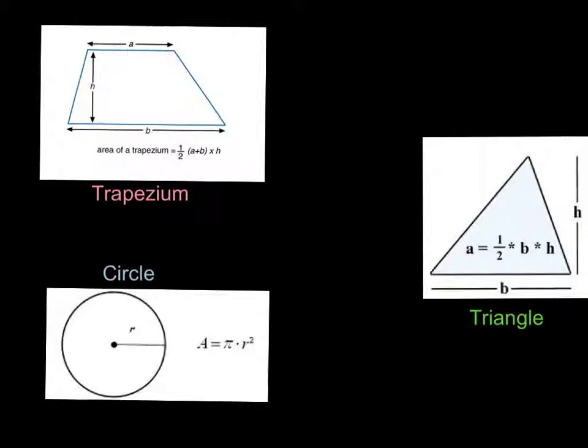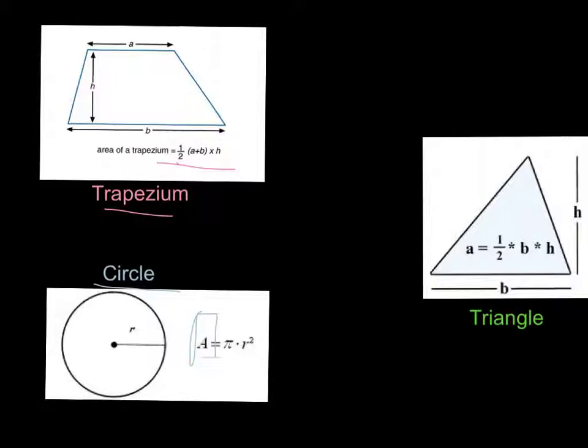We have 3 more shapes. The first one is called the trapezium. A trapezium has 2 parallel lines. In this case, side B and side A are parallel. But we also need to have the height as well. So those are the 3 things we need: height and the 2 parallel sides. And the formula itself looks like this: half times (A plus B) times height. Right? So half times the 2 parallel sides added together times the height. That's for a trapezium.